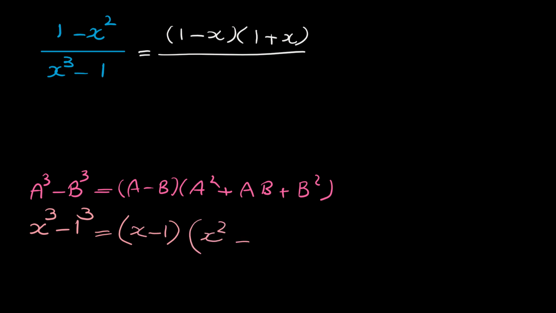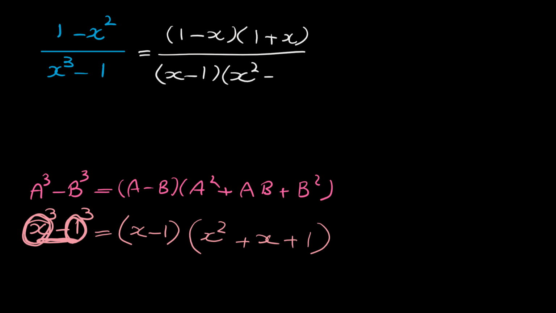so x to the 2, plus ab. A times b, x times 1, or 1 times x, is x. And finally b to the 2, which is 1 to the 2, and 1 to the 2 is 1. And this is the factored form of the denominator. So we have x minus 1 times x to the 2 plus x plus 1.